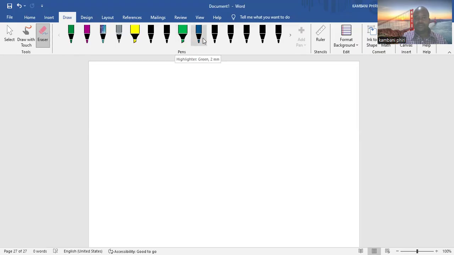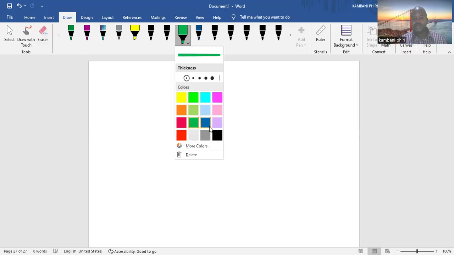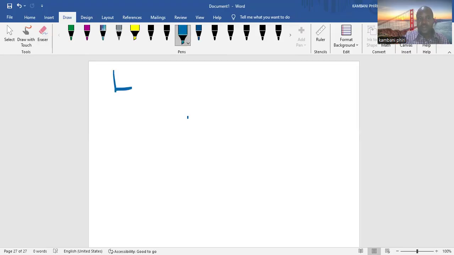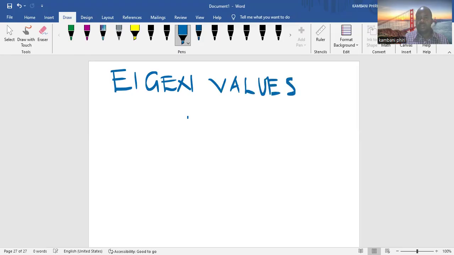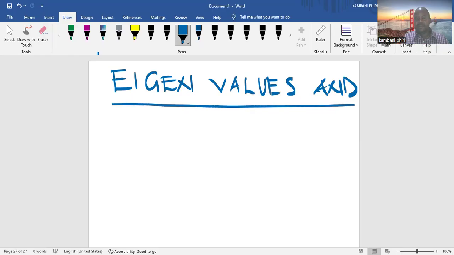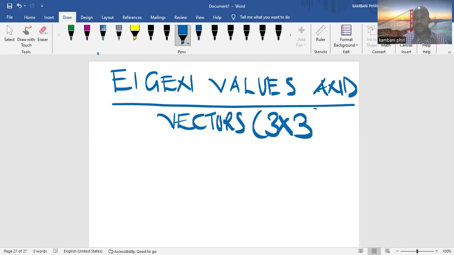We want to look at how to find the eigenvalues and eigenvectors of a 3 by 3 matrix.